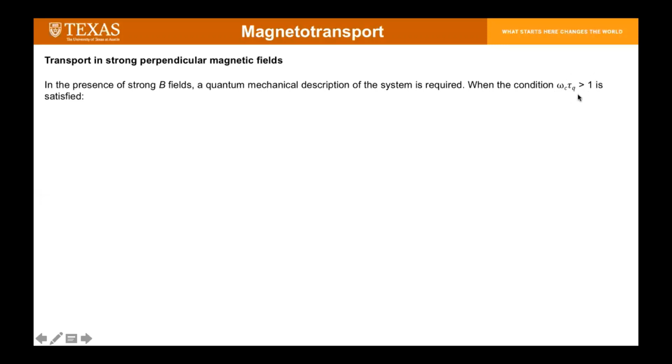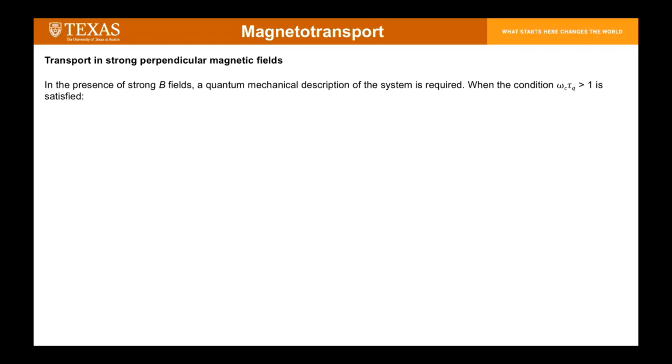So what does this condition really mean? This is the cyclotron frequency, and it has to be high, and the cyclotron frequency depends on the B field, right? So if the B field is high, the cyclotron frequency will be high. So that criteria is satisfied. And the other term is this tau Q, which is the quantum lifetime. It's not the same as the transport relaxation lifetime that I talked about before.